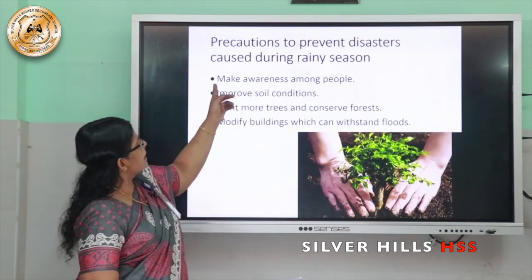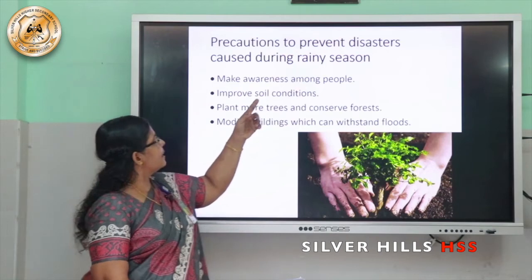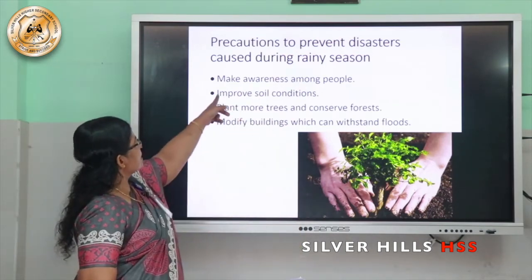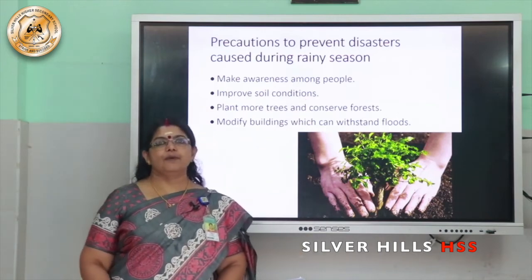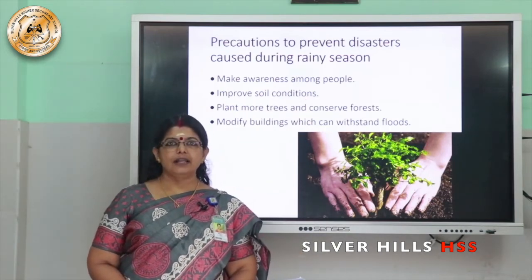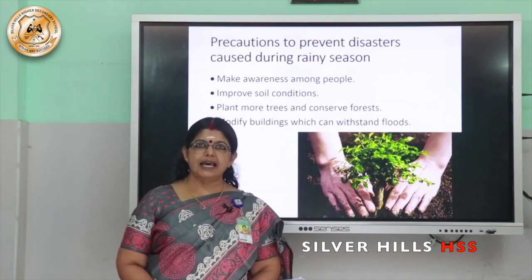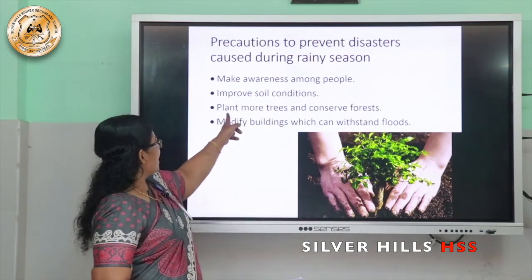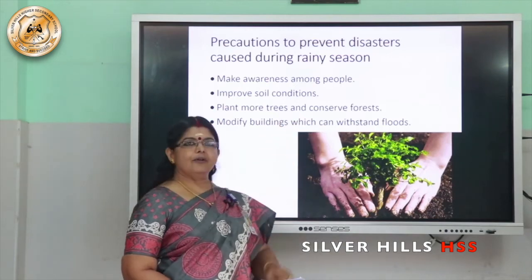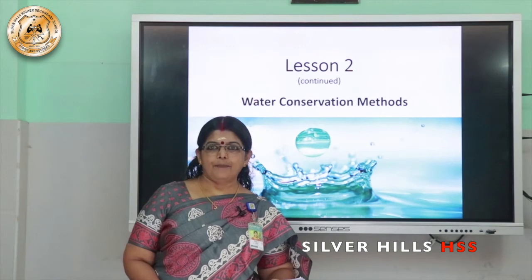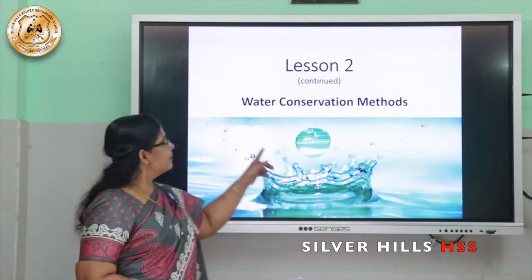Next, we can study what the precautions are to prevent disasters caused during rainy season. First one is to make awareness among people, improve soil conditions, then modify buildings so they can withstand floods, then plant more trees and conserve forest.